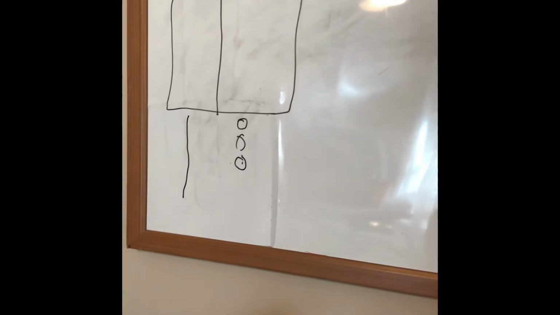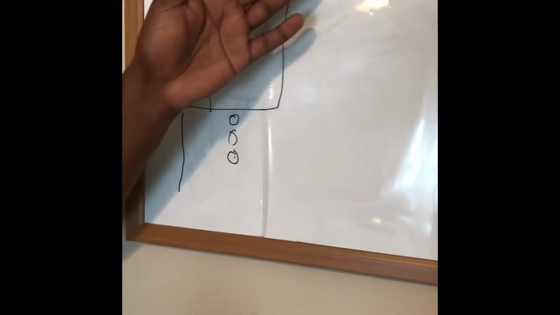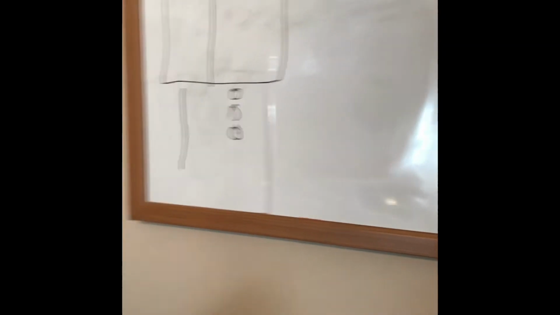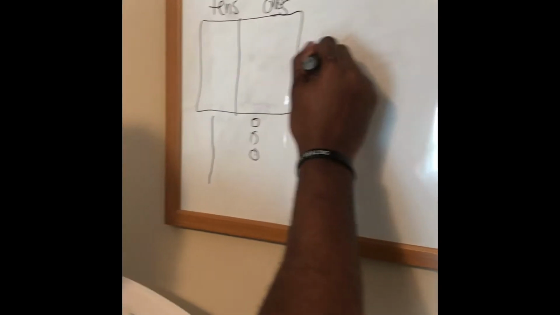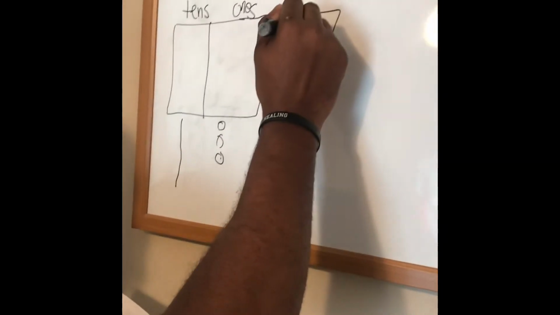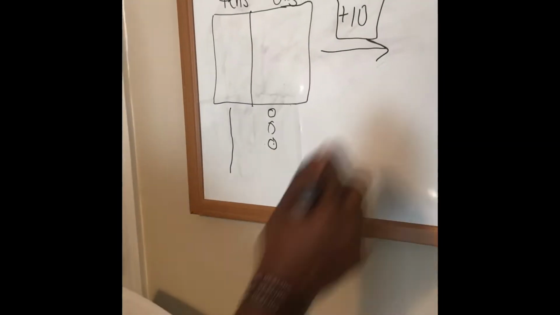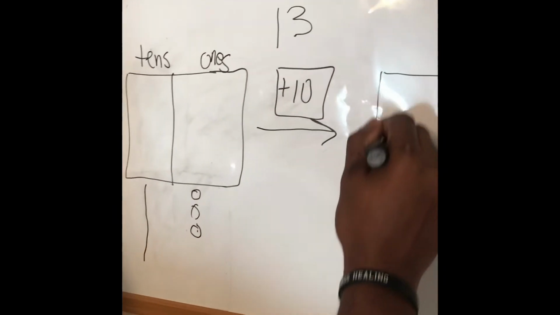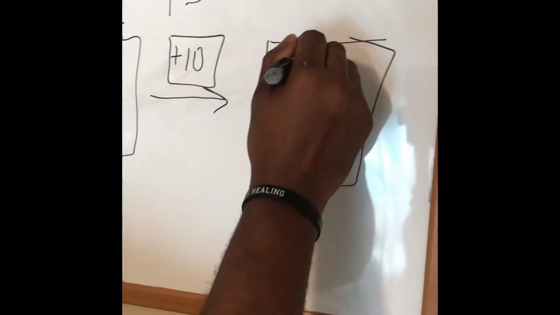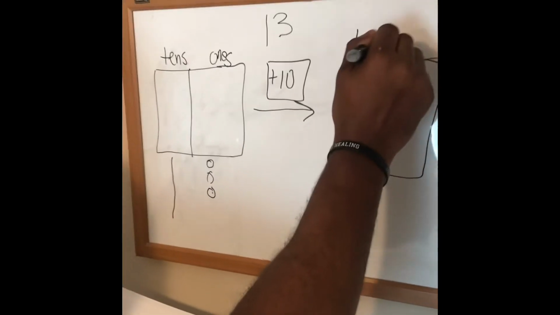So scholars, how many tens and how many ones do we have? 1 ten and 3 ones, that makes 13. In our lesson, we're adding groups of 10. So we're going to put our arrow notation, and we're going to add 10 to our box. So we add 10. Let's add another place value chart, and we're going to split it up into tens and ones.